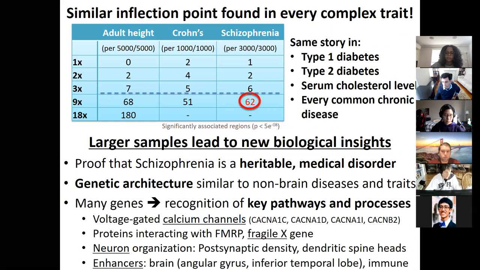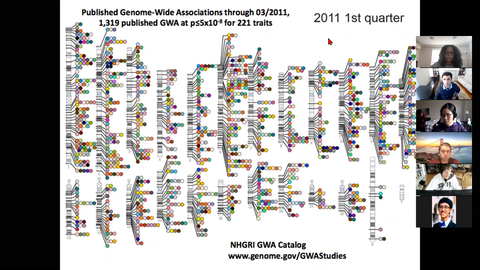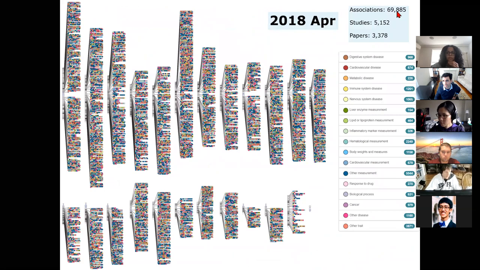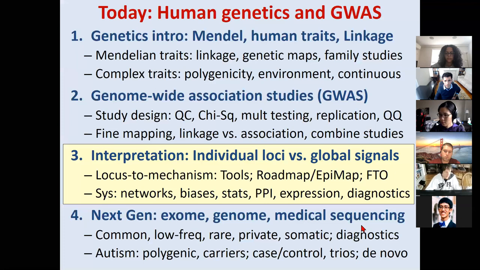So that's where GWAS is now. In 2011, you had already outpaced any kind of expectation. And in 2018, you have 70,000 genome-wide association studies. And today we have more than 120,000 genome-wide significant loci. And you can see here the huge diversity of traits that they're associated with.